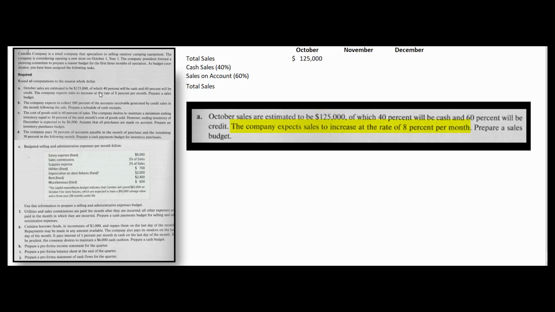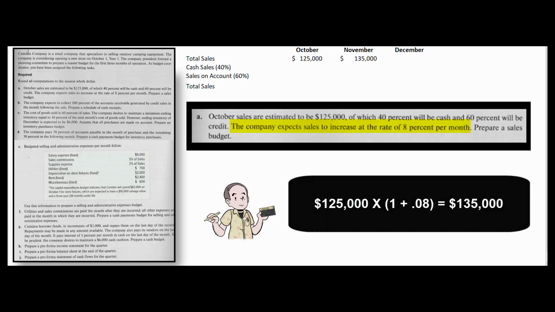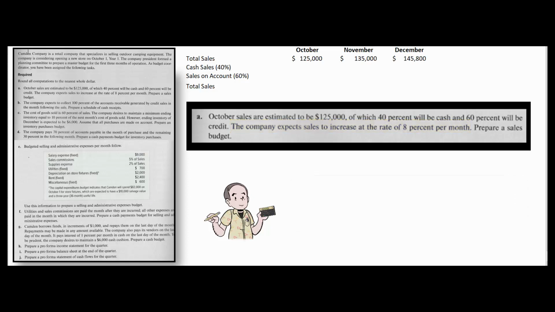We think that our sales are going to grow at 8% per month, so we take $125,000, multiply it times 1.08. That gives us predicted November sales of $135,000. We take that $135,000 times 1.08, and we predict this December sales to be $145,800. The committee also decided that we're going to collect 40% of our sales right away in that month, over-the-counter sales, if you will. And the other 60% of sales will be on account. We'll send out invoices.